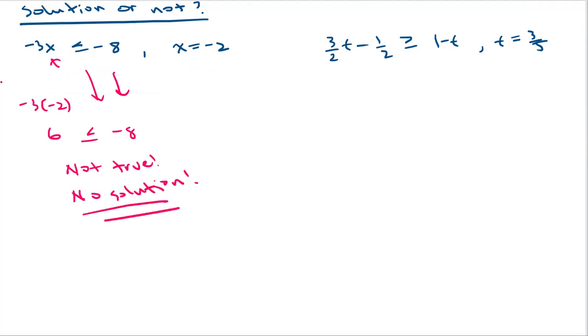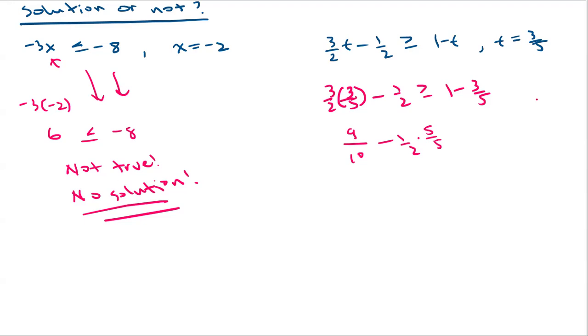Okay? All right. So why don't you guys try this one here? This one says 3/2 t minus 1/2 is greater than or equal to 1 minus t, and t is equal to 3/5. So once you figure this one out, go ahead and submit whether it has a solution or no solution. So yes or no. Okay, so for this one, what we need to do is plug in 3/5 for t and see whether this is true or not.